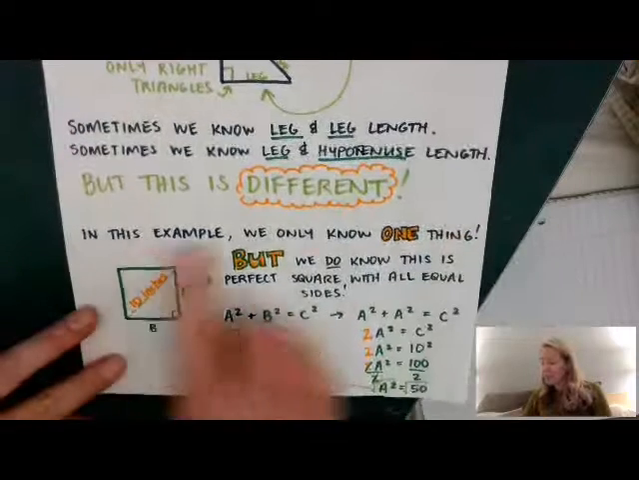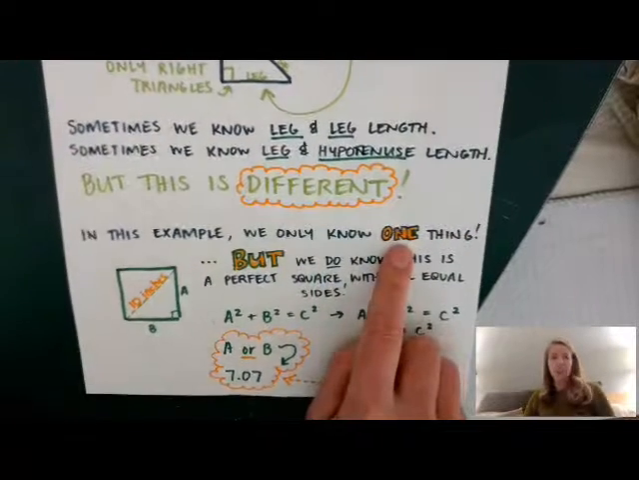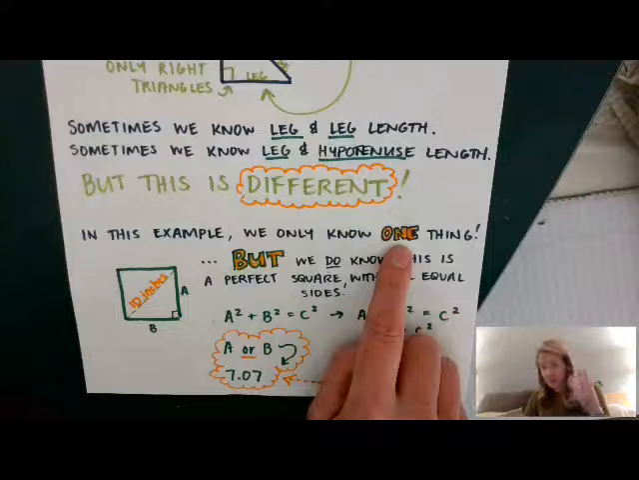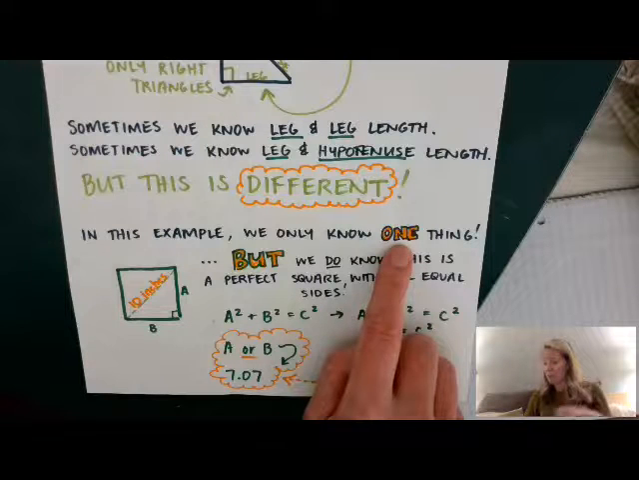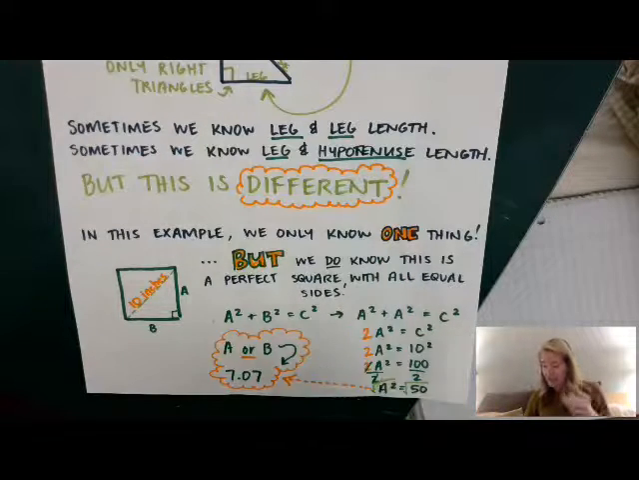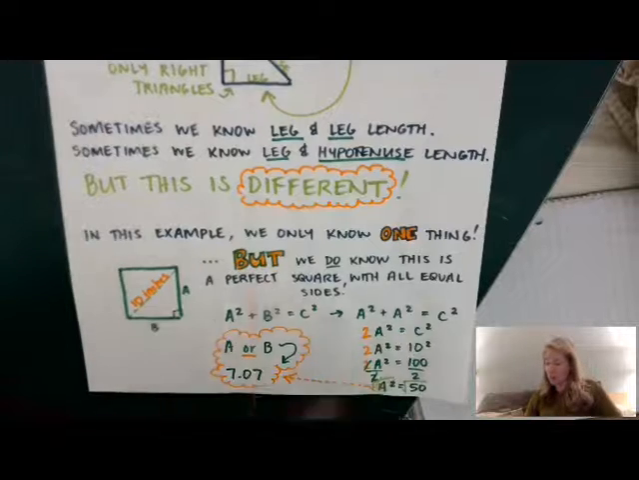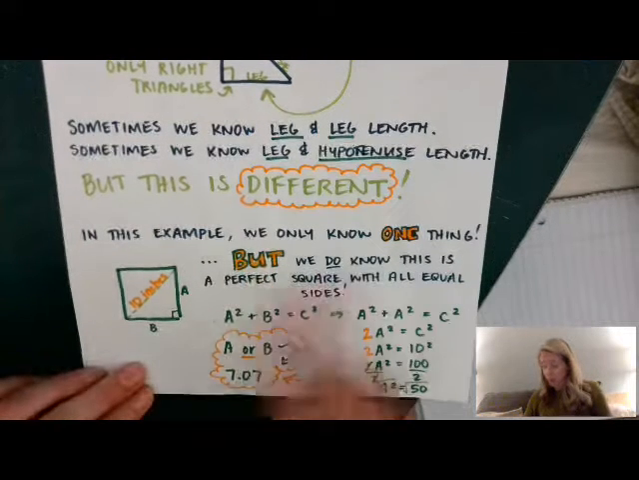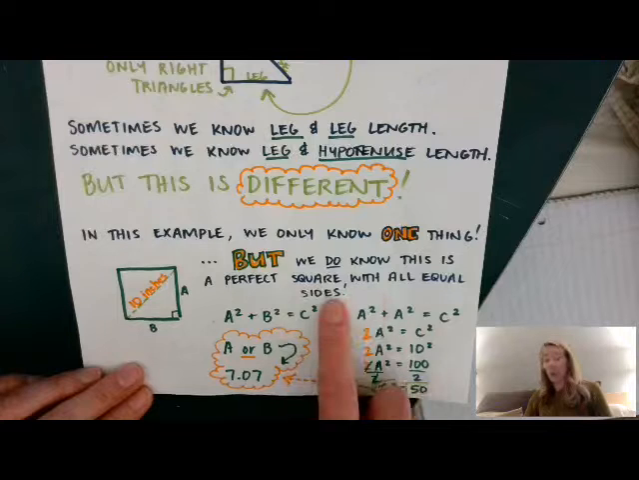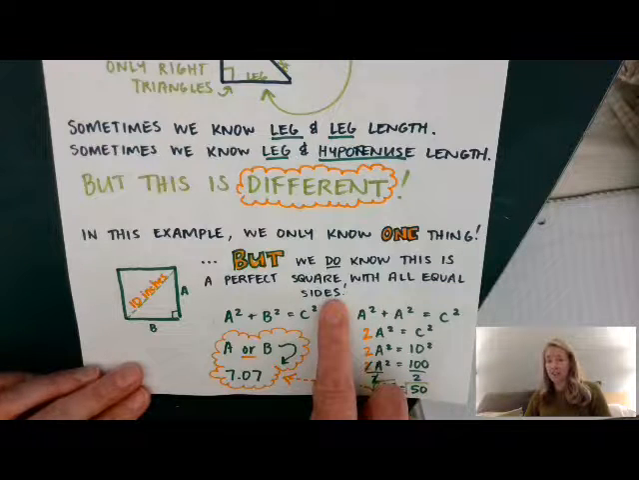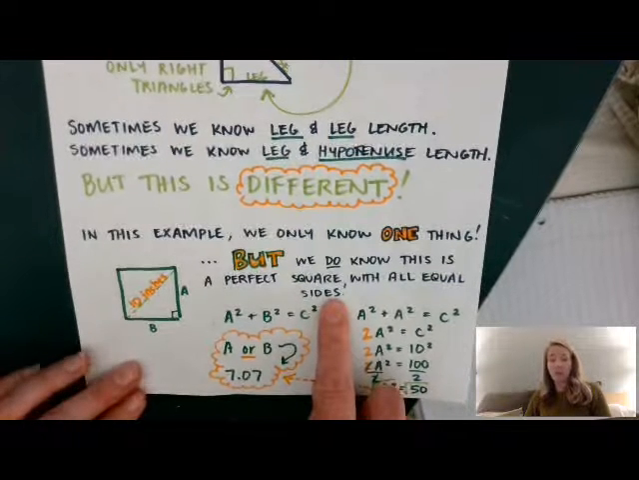In this example, we only know one thing. So instead of knowing 2 out of 3 pieces of information and solving for that missing piece, a or b or c, now we only know one thing, okay? But there's also a trick. We do know that this is a perfect square with all equal sides. So that's really important. Perfect square with all equal sides.